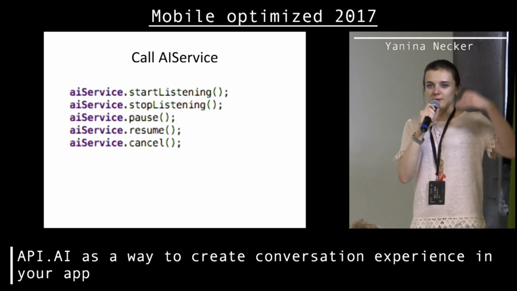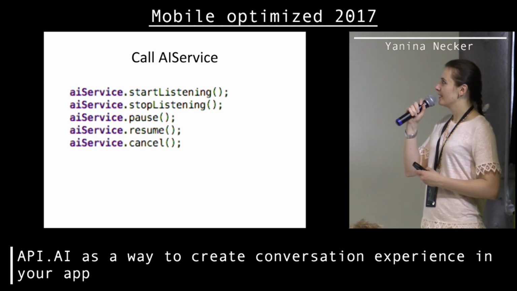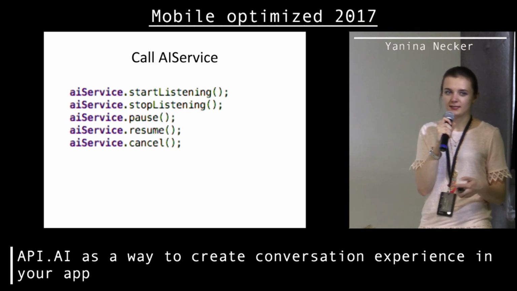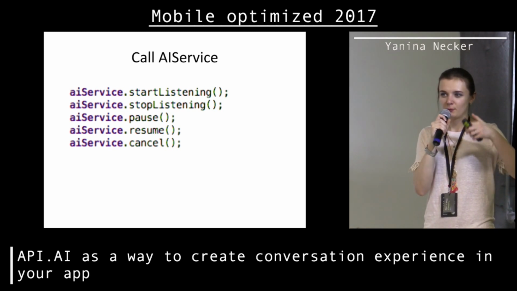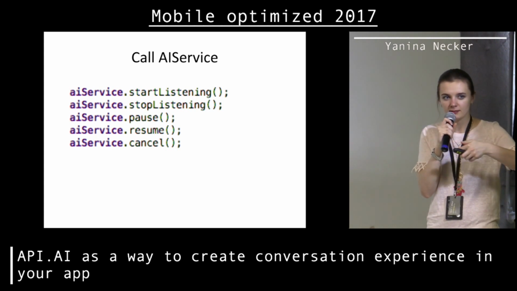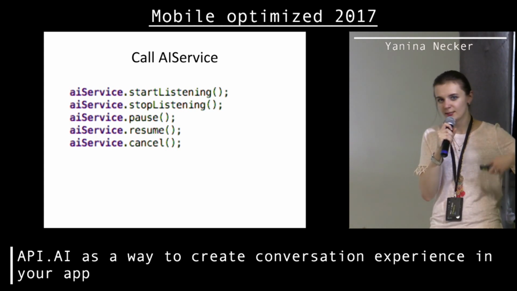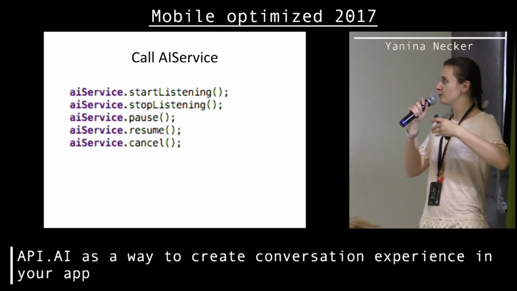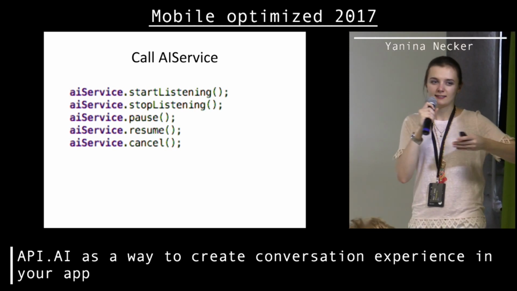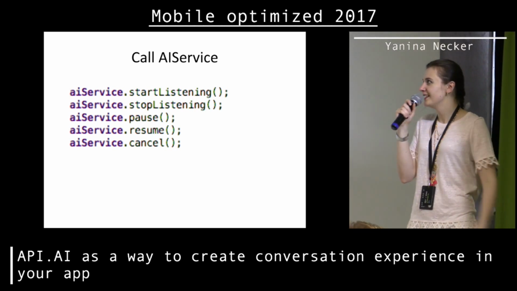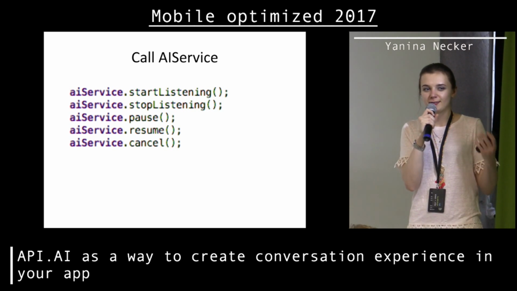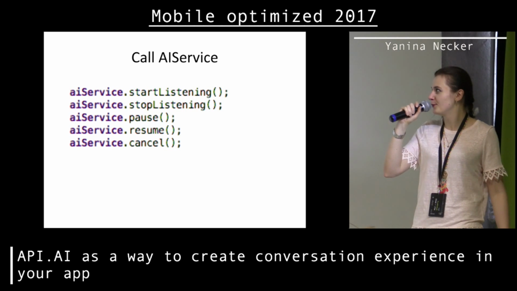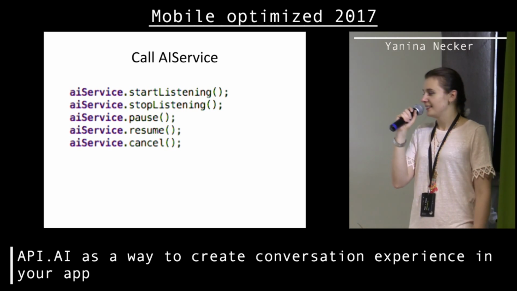And lastly, when we are ready with all of that, we call the AI service. For example, in an Android app, you can have a button. When the user wants to enter some query using their voice, they can press the button, or you can have a service that listens for queries. But in order to start processing them, you have to call the AI service's startListening so that it doesn't listen all the time. And then you also have some logic that determines when to stop listening. You can also have logic that determines when to pause, resume and cancel listening.